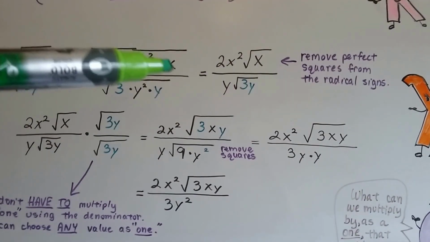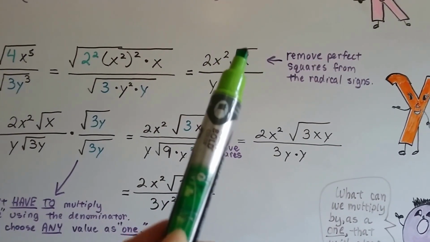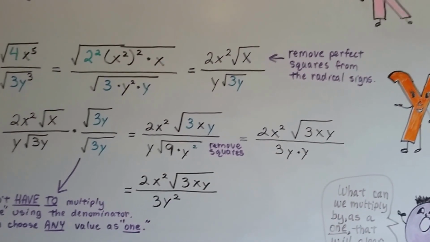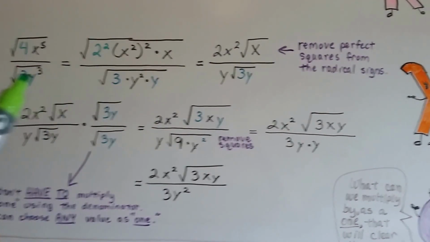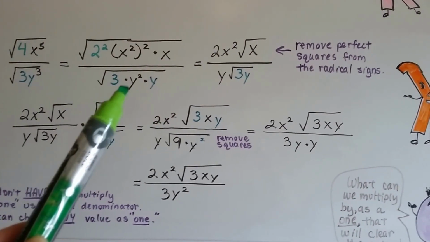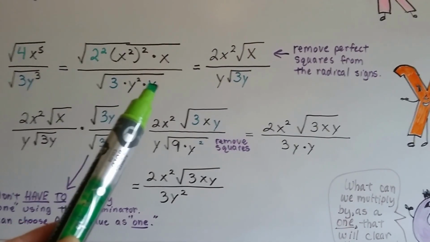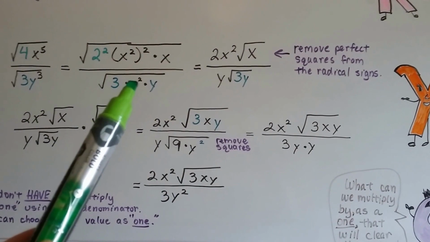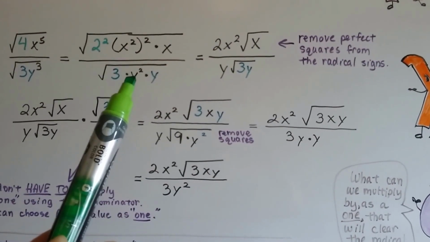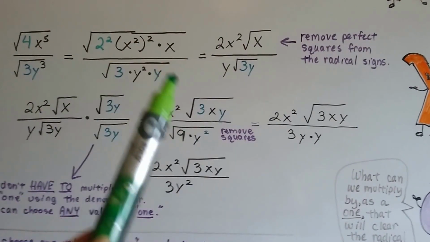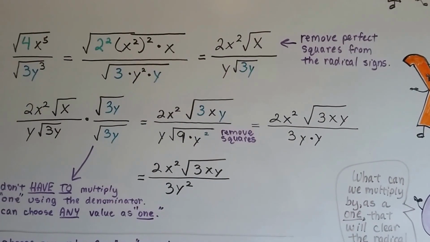But it's not a perfect square, so it has to stay inside. So we've got 2x squared times the square root of x. See? We have to pull out perfect squares from here, and 3y cubed can be 3 times y squared times y. That's the 2 y's, and that's the third one, see, for that exponent of 3. So that means we can pull it out of the square root radical sign, see? So we've got y times the square root of 3y, okay?